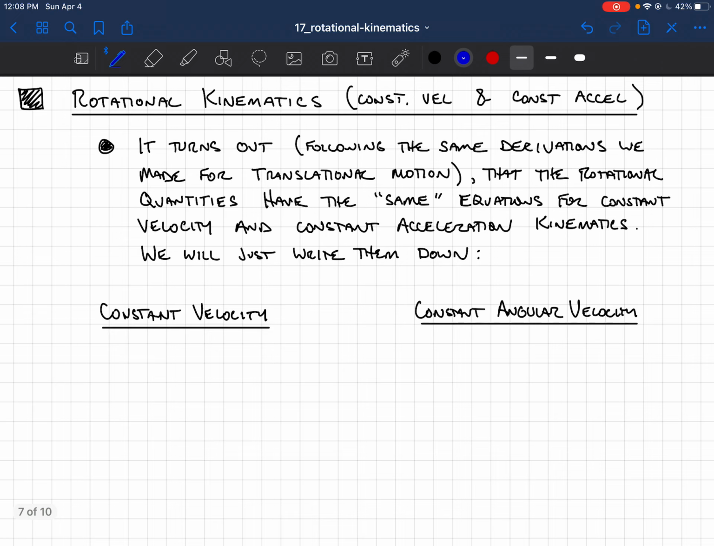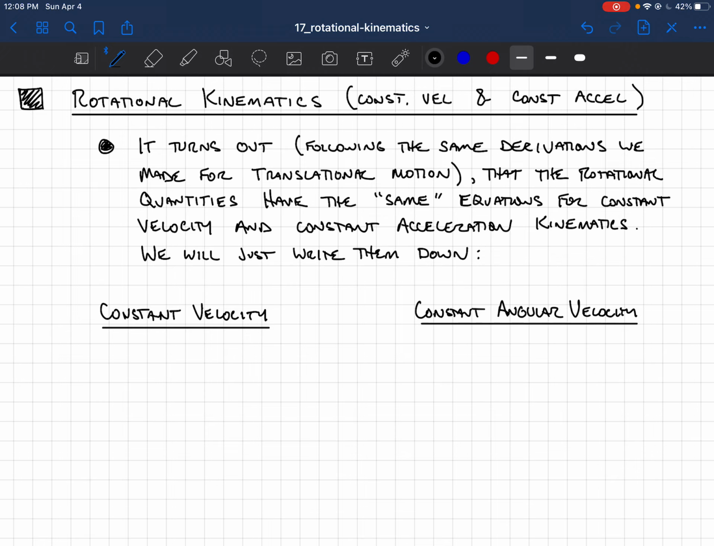Okay, so now let's write down the equations for rotational kinematics. And when I say kinematics, we've really been talking about kinematics the entire lecture. We've been defining position, velocity, and acceleration for rotation. That's what kinematics means. But if you remember what we talked about at the beginning of the semester, we had specific equations for the special cases of constant velocity and constant acceleration. So we can do exactly the same thing here.